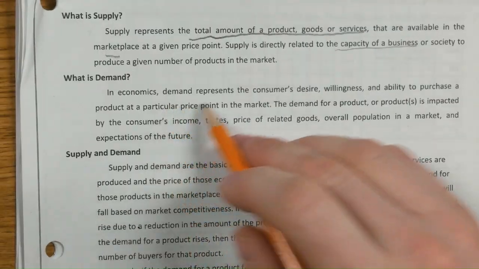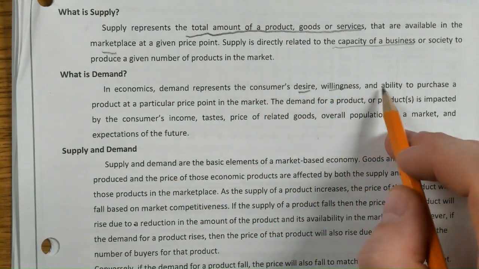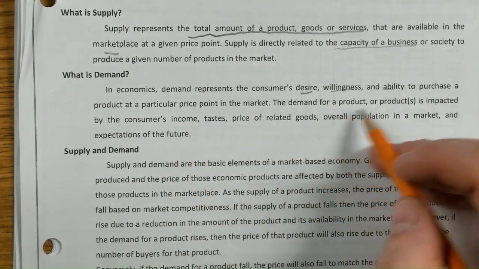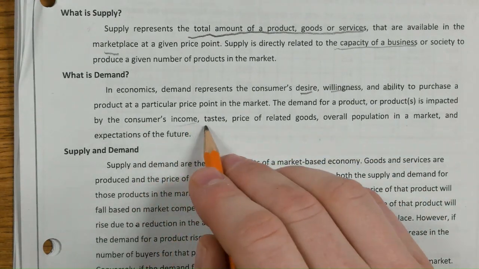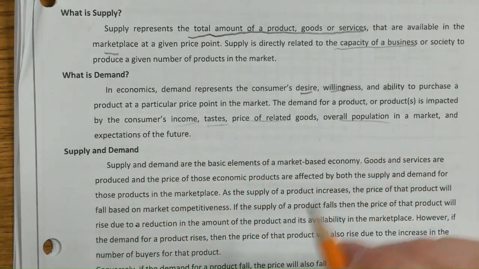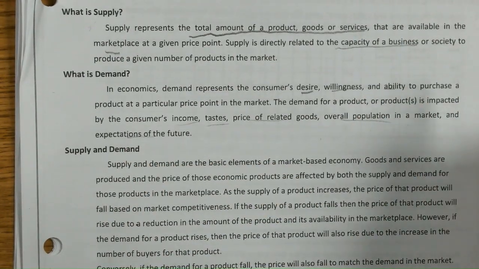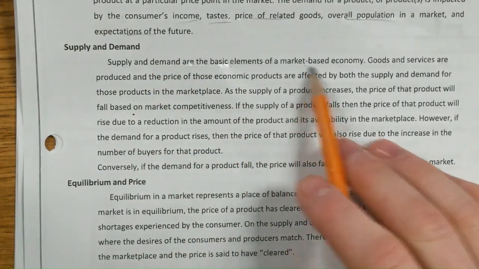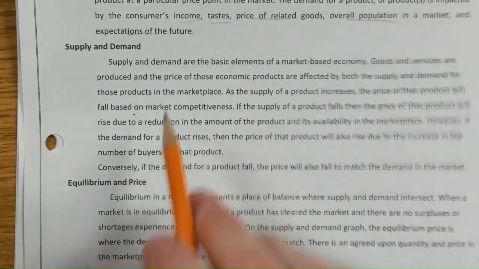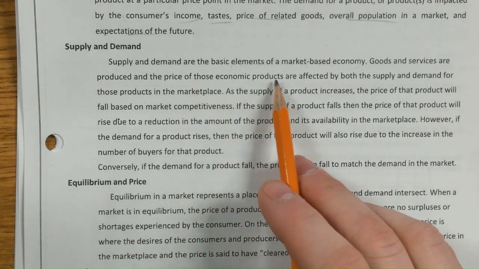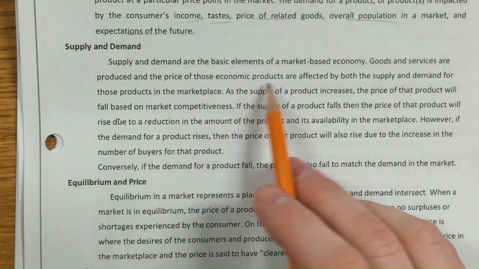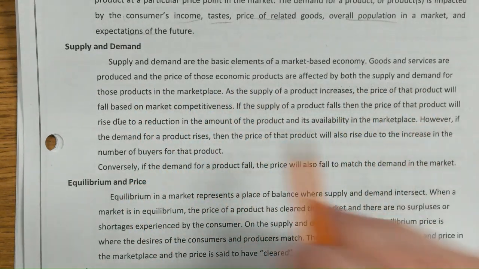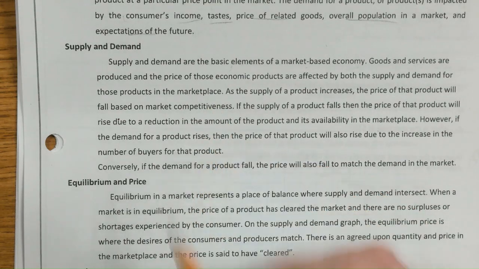In economics, demand represents the consumer's desire, the willingness, the ability to purchase a product at a particular price point in the market. The demand for a product or products is impacted by income, taste, prices of related goods, the overall population, and expectations of the future. Supply and demand together are the basic elements of a market-based economy. Goods and services are produced, and the price of those economic products are affected by both supply and demand for the products in the marketplace.